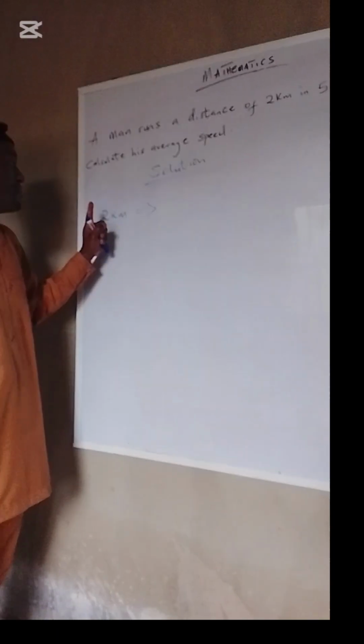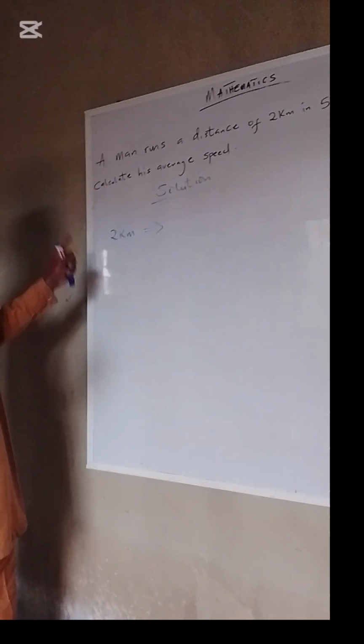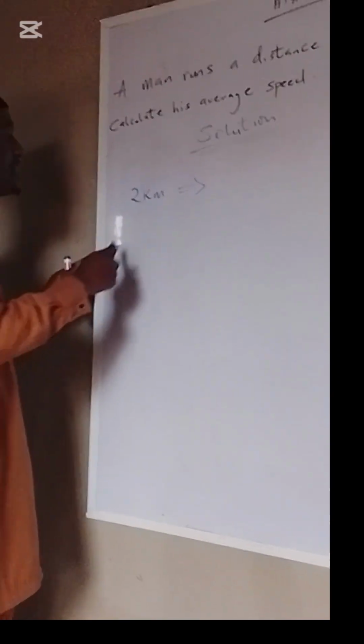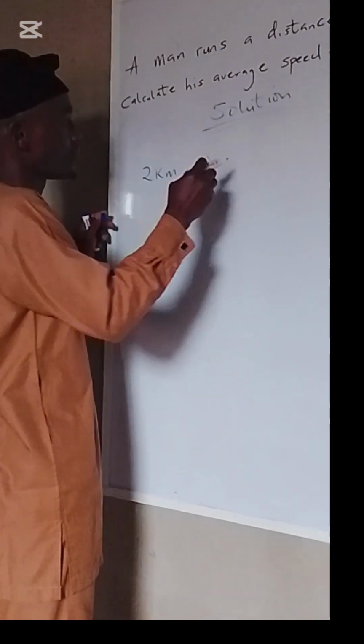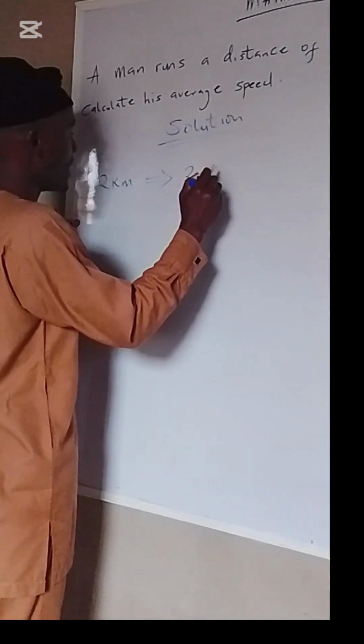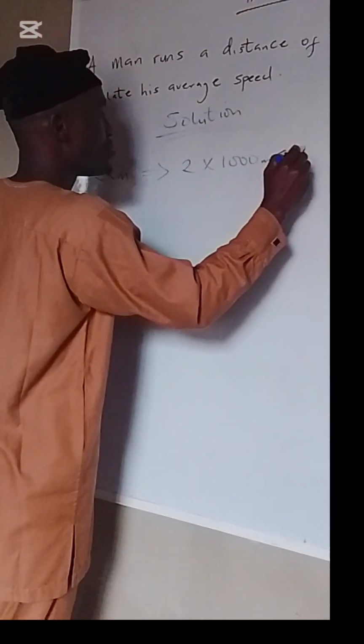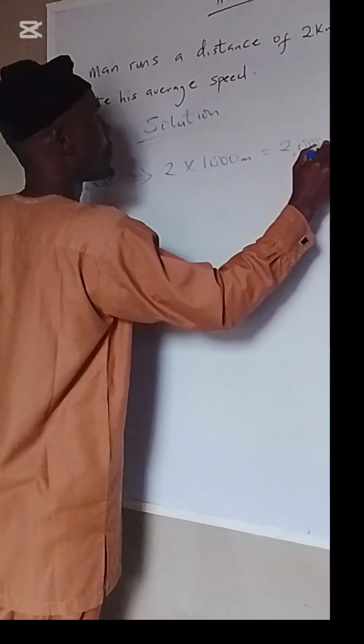You should know that 1,000 meters gives us 1 kilometer. So 1 kilometer makes 1,000 meters. By converting this now to meters, that will give us 2 multiplied by 1,000 meters, and that will give us 2,000 meters.